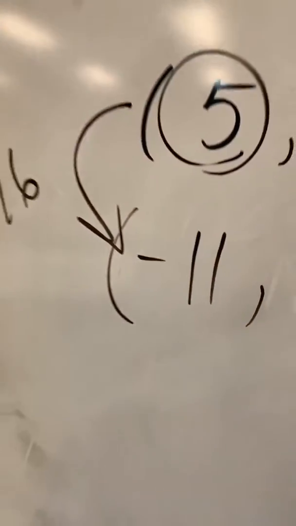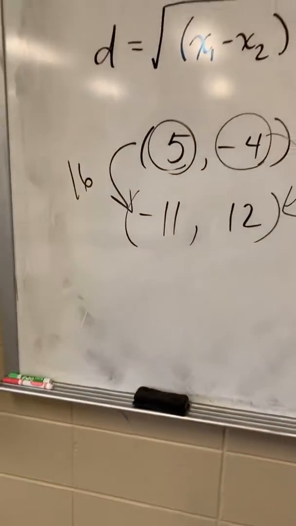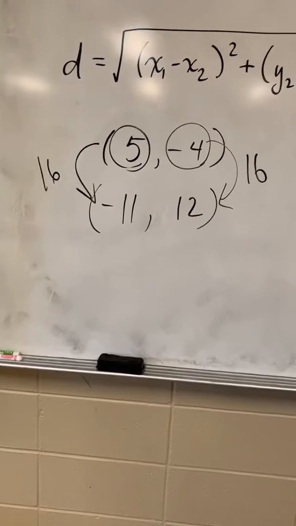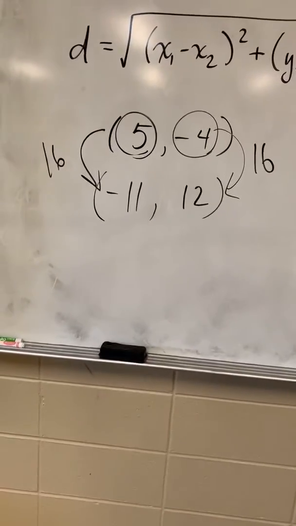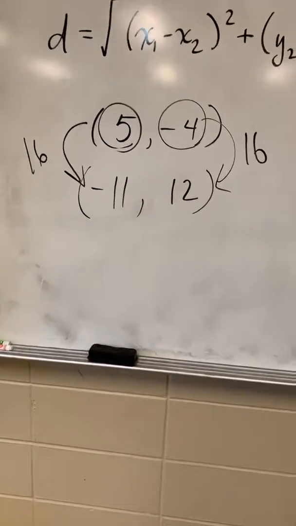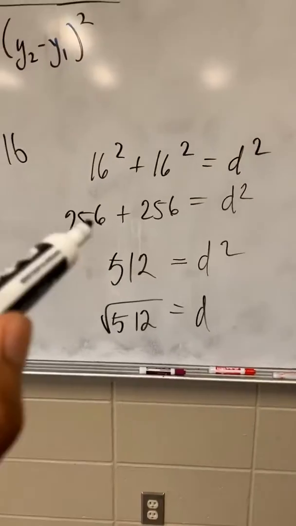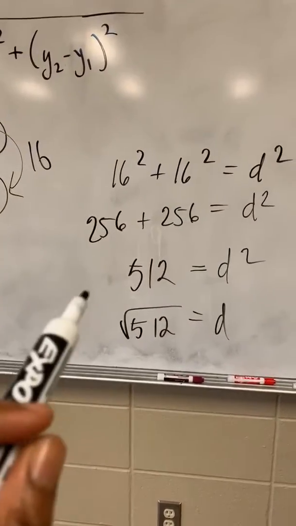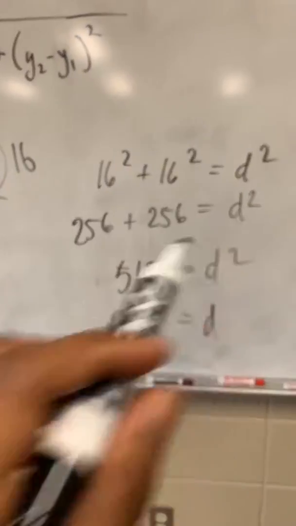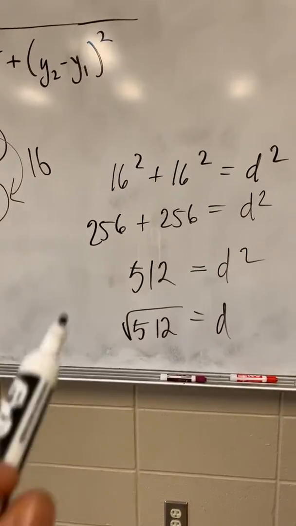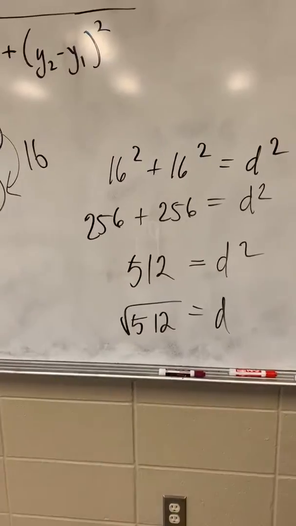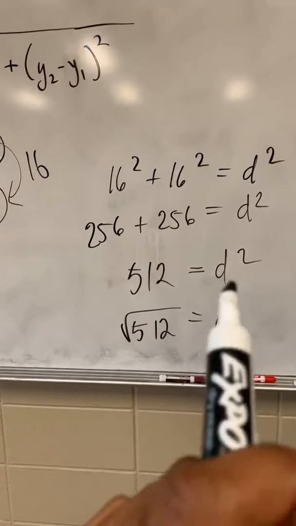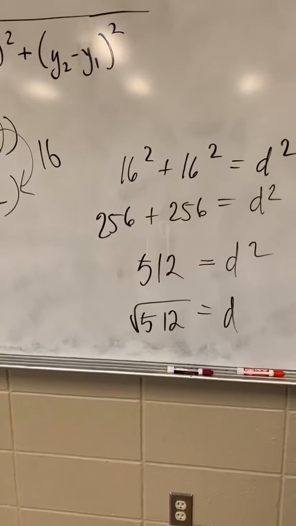That's also 16 spaces. So if I do 16 squared plus 16 squared is equal to d squared, I'll just do that just like I did the Pythagorean theorem. All right, so if I do 16 squared plus 16 squared is equal to d squared, that gives me 256 plus 256 is equal to d squared. 256 plus 256 is 512. That's still equal to d squared until I take the square root. Now I have d is equal to square root of 512.